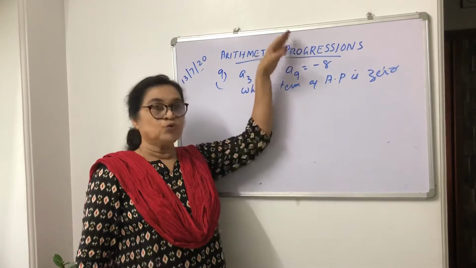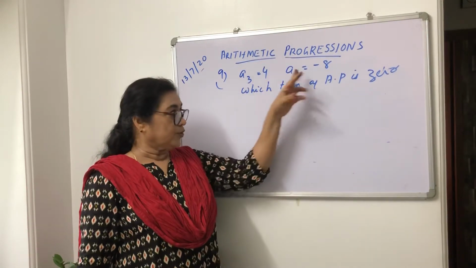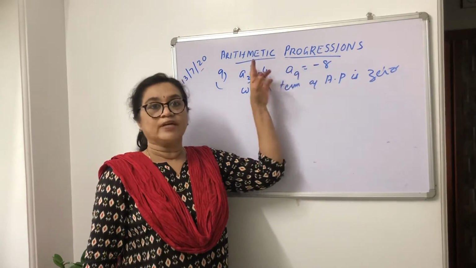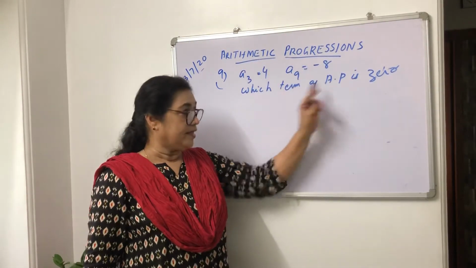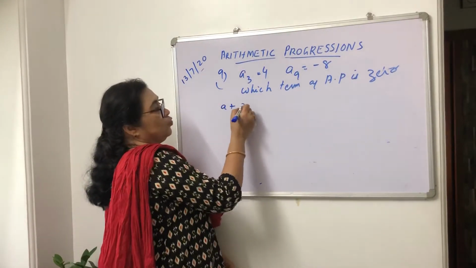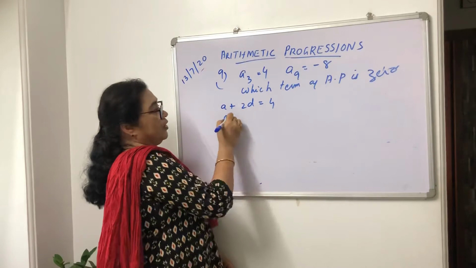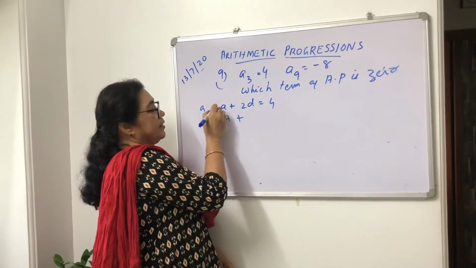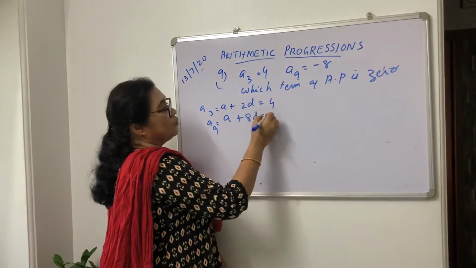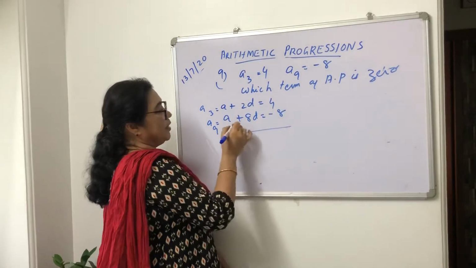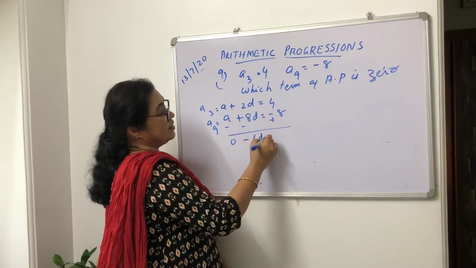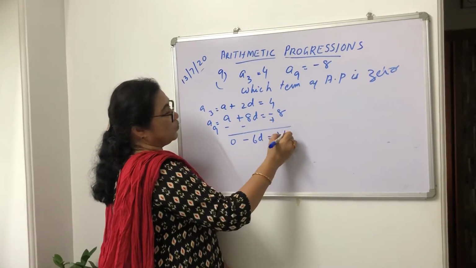So till now two questions we have done. You are going to get two equations from here. Both equations you can solve and you will get the value of A and D. So again A3 is A plus 2D is equal to 4. Then A9 is A plus 8D equal to minus 8. Subtracting, minus 6D equal to plus 4.